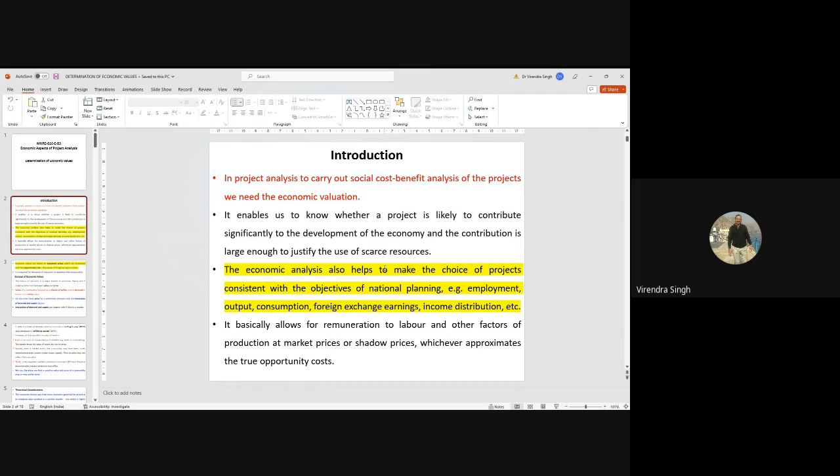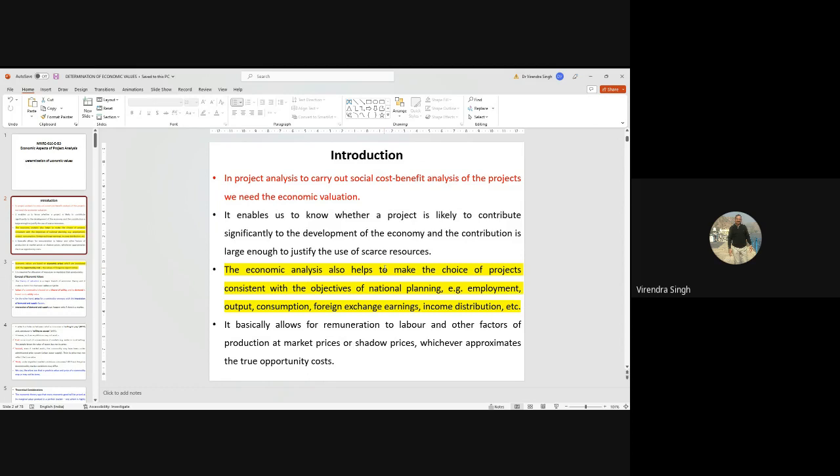Economic valuation also helps to make a choice of project consistent with the objectives of national planning. For example, employment, output, consumption, foreign exchange earning, income distribution, etc. Because there are different problems of the economy at different times. Sometimes it is more important to employ the idle resources of the economy, including labor.